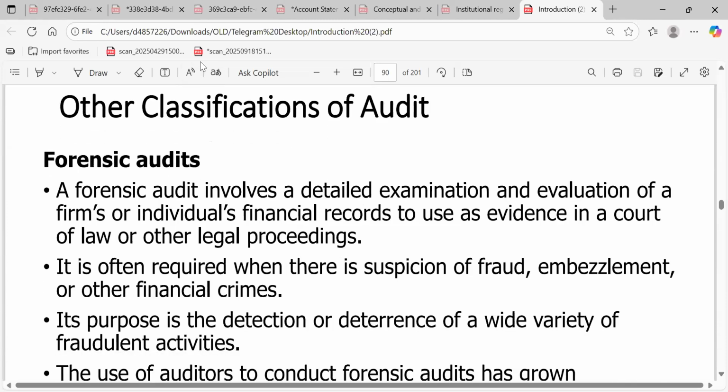So what about forensic audits? What do you know about forensic audits? Anyone, please? What's your understanding of forensic audits?